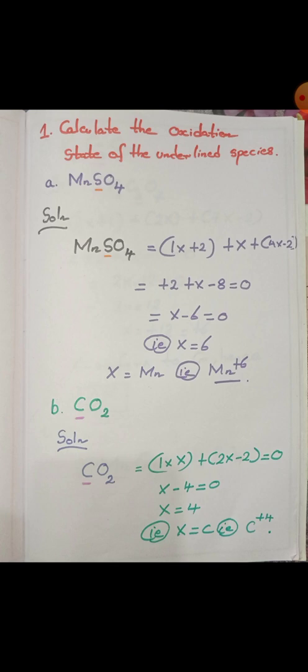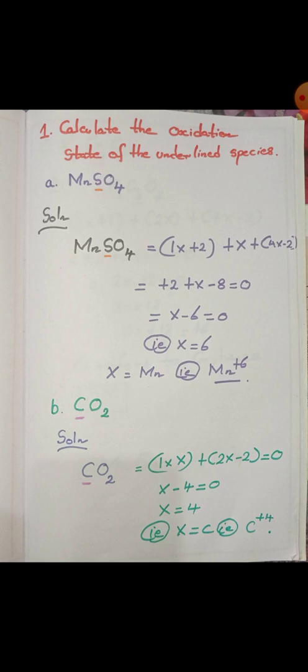Manganese sulfate. Here the species underlined is sulfur. MnSO4: 1 atom of manganese, therefore 1 into +2, 1 atom of sulfur, which you have to determine, hence we will put X, 4 atoms of oxygen, hence 4 into -2. So +2 plus X minus 8 equals 0. On simplification, we get X minus 6 equal to 0. That is X equal to 6. Here X refers to the underlined species sulfur. So sulfur exhibits an oxidation state of +6. Kindly excuse, it is not Mn, it is sulfur +6.